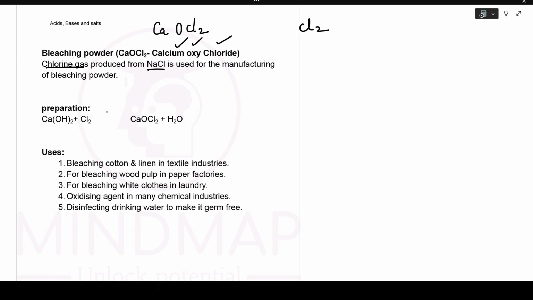How? Here is the preparation of bleaching powder. When you take dry slaked lime, calcium hydroxide is what? Slaked lime. When chlorine gas acts on this, we get calcium oxychloride, and this is nothing but bleaching powder, and water is produced. Clear? This is the preparation of bleaching powder.